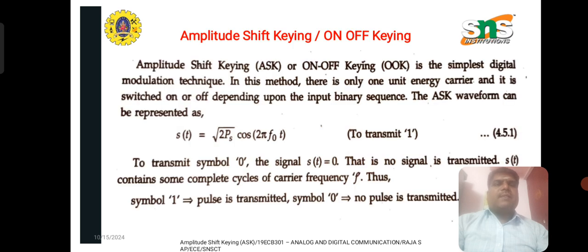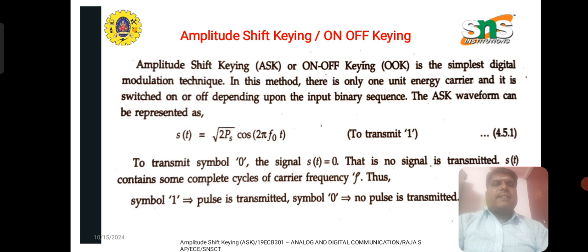Now, amplitude shift keying, or on-off keying, is the simplest digital modulation technique. In this method, there is only one unit energy carrier and it is switched on and off depending upon the input binary sequence. The ASK waveform can be represented as s(t) = root 2Ps cos 2πf0t if we transmit the data 1. If we transmit the symbol 0, then s(t) must be 0, that is, no signal is transmitted.